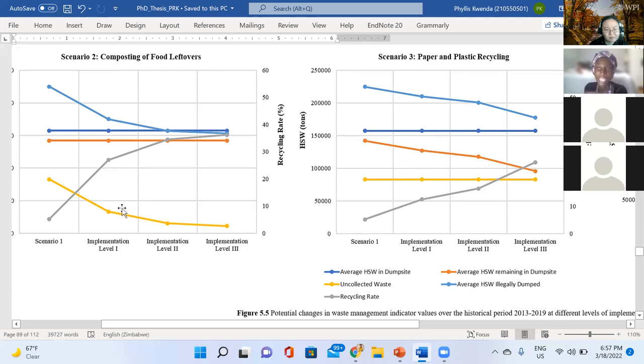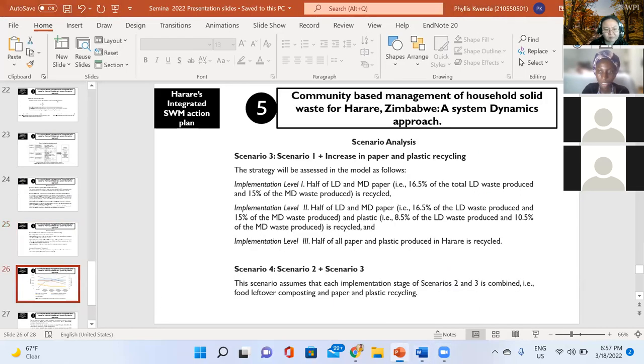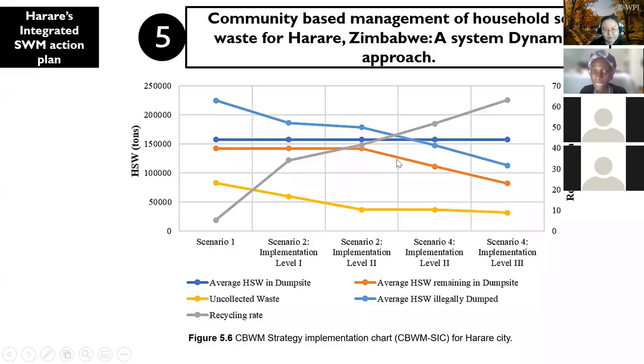I don't know if I'm making sense, but this is how we came about finding the top performing scenarios at different implementation levels, where we developed the community-based waste management strategy implementation chart. This is based on an average of future projections from the year 2022 to 2026. What we were trying to show is the current state of the system. If we implement scenario two, implementation level one, for the next 5 years, for example, if the city cannot fully implement the whole program, then if we start with this, how much change can we bring to the system?